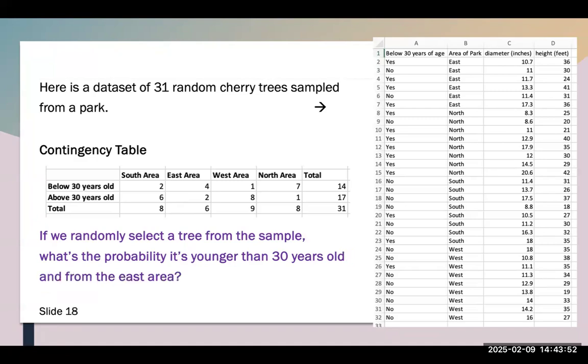If we randomly select a tree, what's the probability it's younger than 30 and from the east area? So we look in the row of younger than 30, or below 30, and we see where it intersects with east area. There's 4 trees that are both under 30 and in the east, so it's going to be 4 out of 31, or about 0.13.